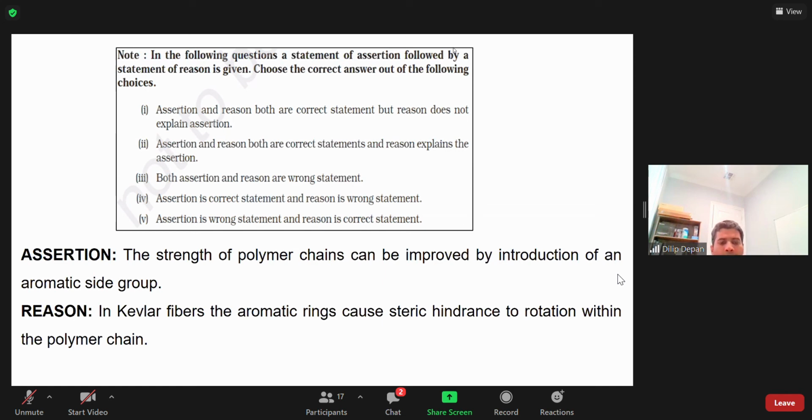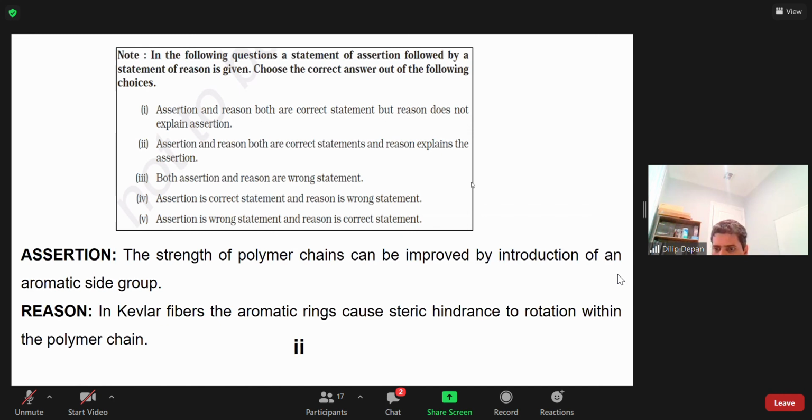Okay, so both the statements are correct, but does the reason explain the assertion or not? Yes, it is explaining the assertion very well, because Kevlar fibers have the aromatic rings that can cause the steric hindrance to rotation within the polymer chain. That is why the strength of the polymer can be improved. Okay. So when the assertion and the reasoning are both correct statements and the reason explains the assertion, you choose number 2.